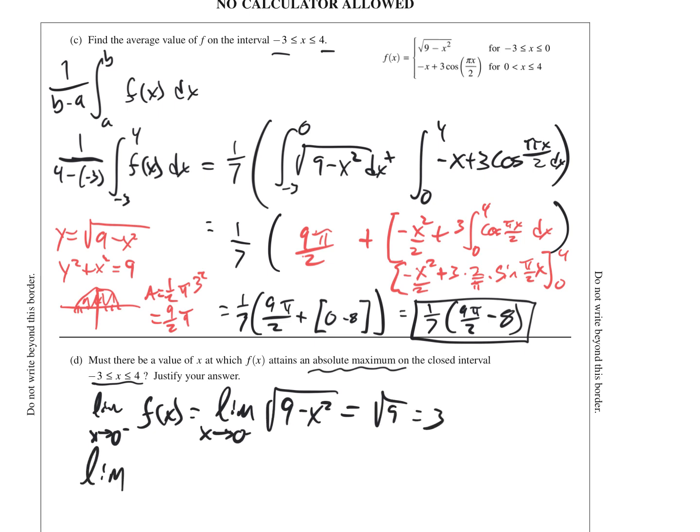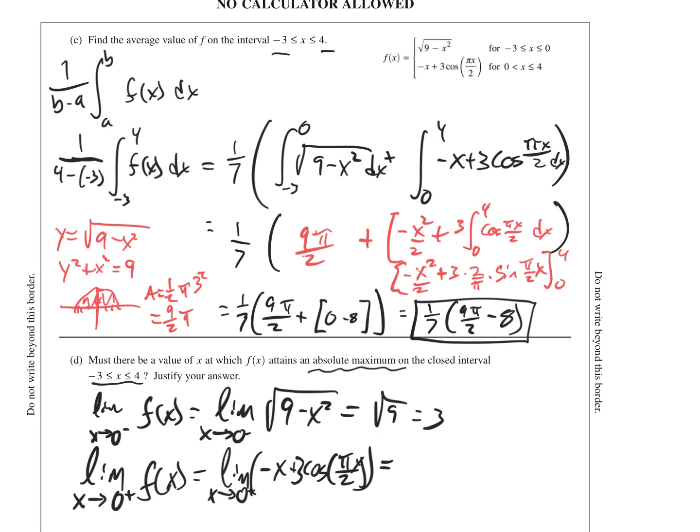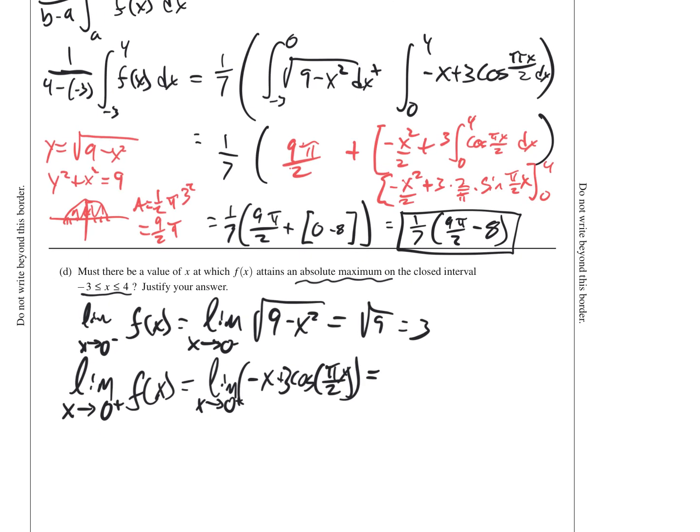Coming from the right side, the limit as we go to 0 from the right side of f of x is the limit as we go to the right side of negative x plus, actually 3 cosine of pi x over 2. Plug in 0 there, and we're going to get 0, negative 0. Plug in 0 here, we get pi over 2. Cosine of pi over 2 is 0. And cosine of 0 is 1 times 3. So this is 3. Okay. So in other words, they're continuous.